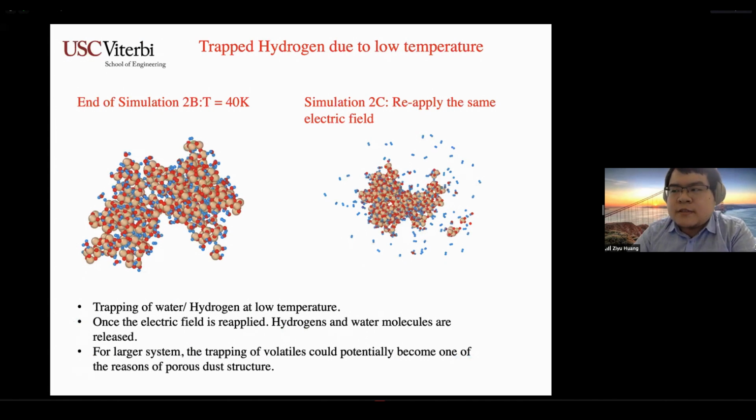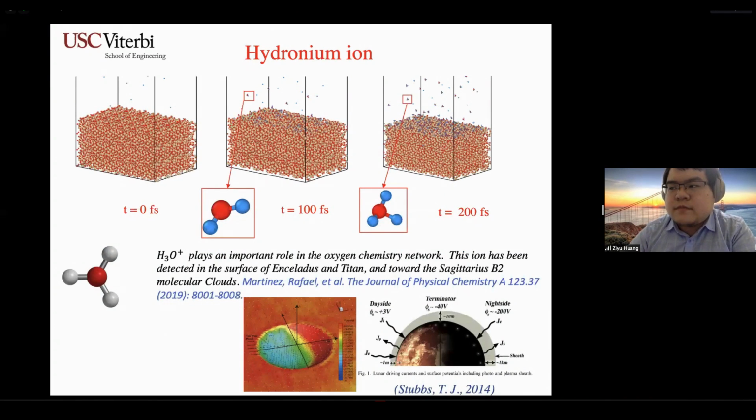Later we did another simulation to reapply the electric field to the structure we got from simulation 2B. Once we apply the electric field again, we can see some hydrogen and water molecules released. So we started to think that for larger systems, if the volatiles are released from the regolith, then maybe we can see the porous dust particle structure.